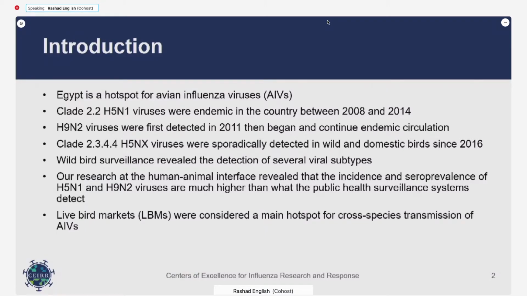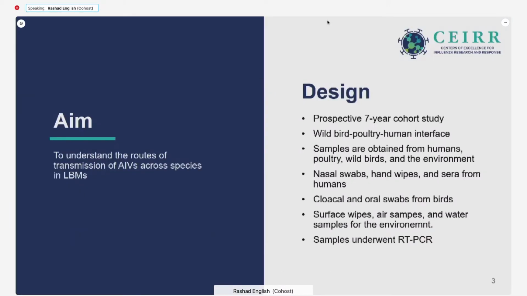And that's why for CEIRR, we decided to focus on live bird markets. Our goal was to understand the routes of transmission between animals and from animals to humans in the live bird market setting. So we designed a 7-year prospective cohort study in markets in the northern side of Egypt, which is right there on the Mediterranean.